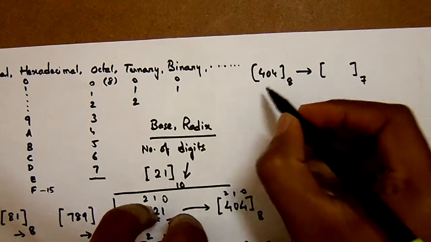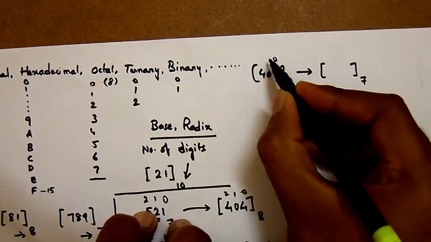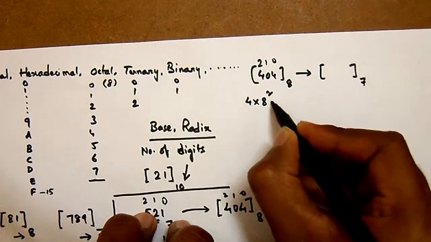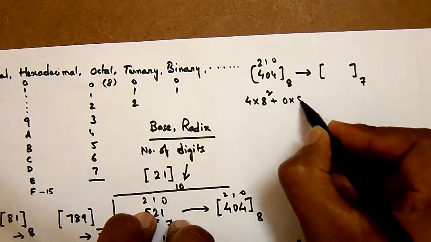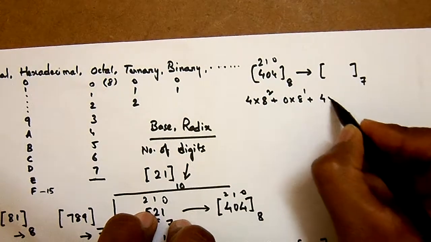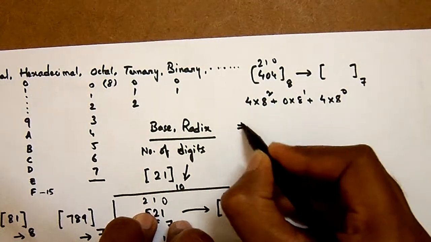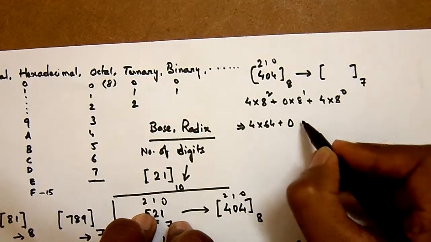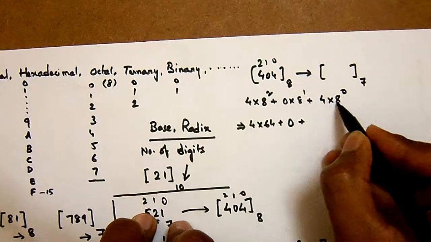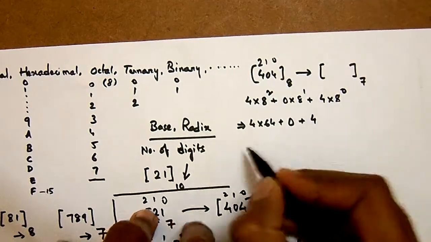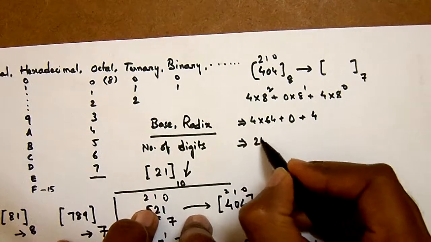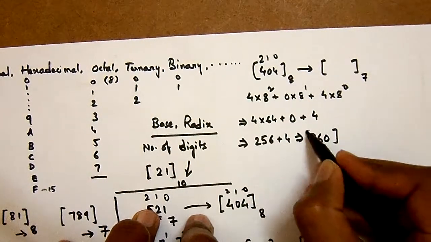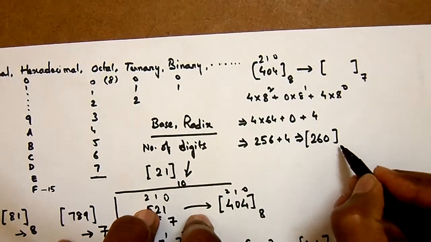Okay, so this is place 0, this is place 1, and this is place 2. That means it is 4 into 8 square plus 0 into 8 power 1 plus 4 into 8 to the power of 0. Now it is 4 into 64 plus 0 into anything is 0 plus 4 into 8 power 0 is 1, so 4 into 1 is 4. 4 into 64 is 256 plus 4, that is 260. Alright, this is in base 10.